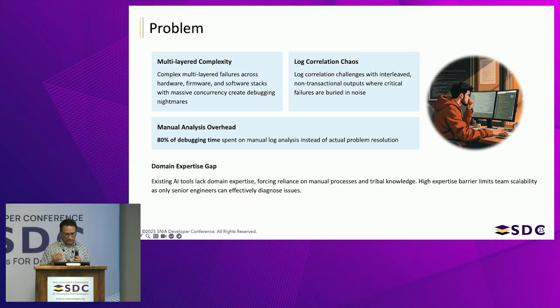The second thing that manifests is log correlation chaos, where the image of the engineer here is quite relatable. You are faced with a non-transactional, interleaved mess of logs from different sources. The critical failure signature you're looking for is there, but it is buried under a lot of noise and a lot of other things that you have to sift through in order to get a total understanding.